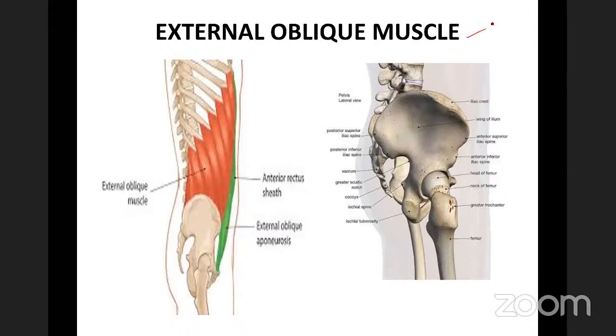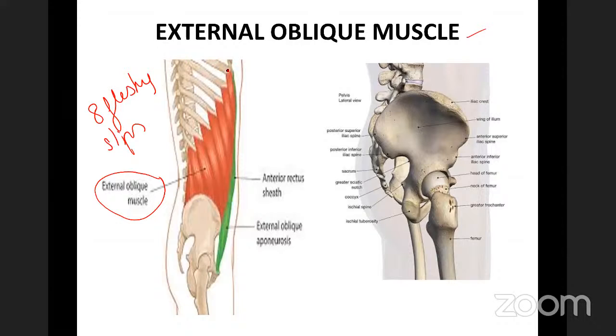So first we'll finish off the outermost muscle, the external oblique. This muscle arises by 8 fleshy slips from the lower border and the outer surface of the lower 8 ribs. No confusion here. After taking origin, the posterior most fibers are vertical, as you can see here. And where do they get inserted? I'm talking about the posterior most fibers.